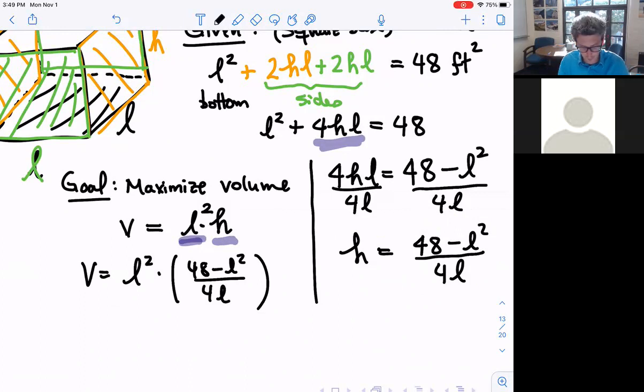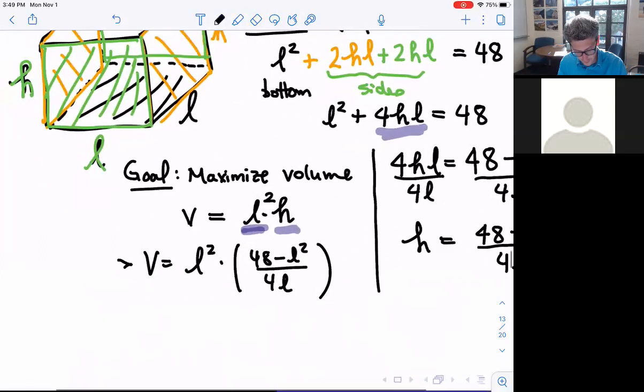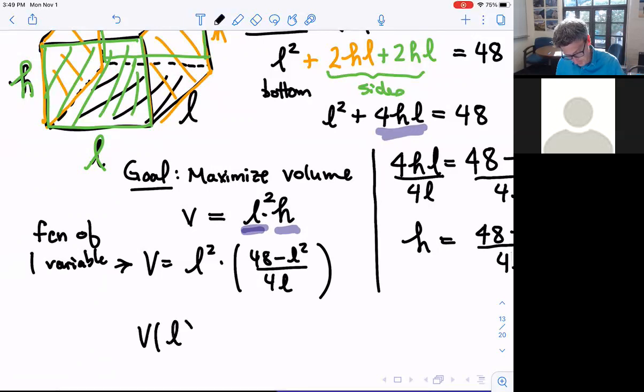And so now we have a function of one variable. This is now a function of one variable, which is great news because we know how to find the maximum of any function of one variable by looking at endpoints, by looking at critical values and things like that. And so before I do anything else, I just want to say, okay, we've got a function of one variable L.